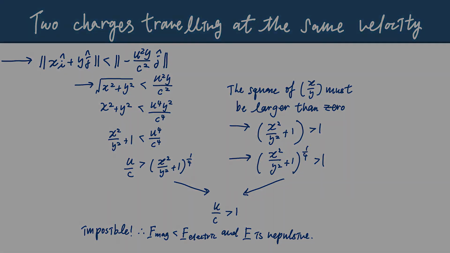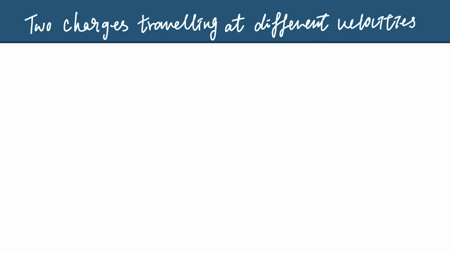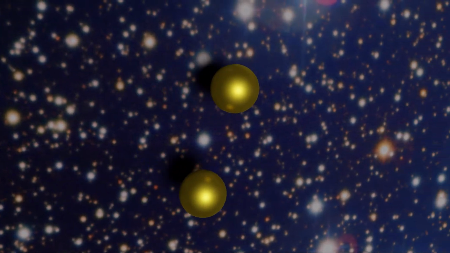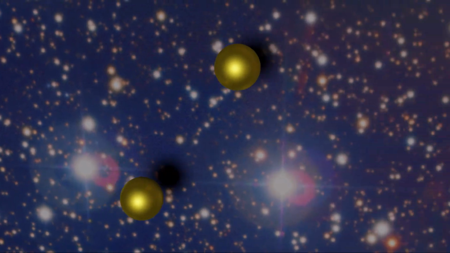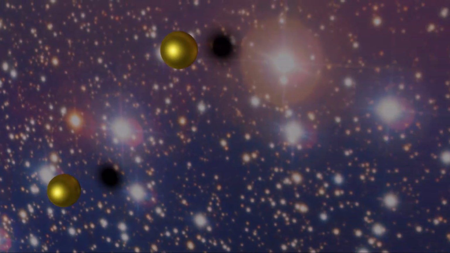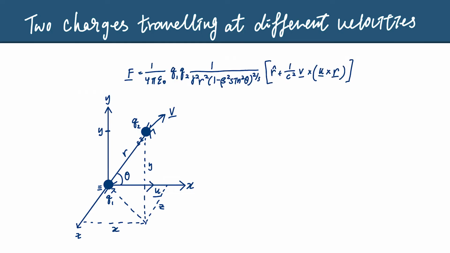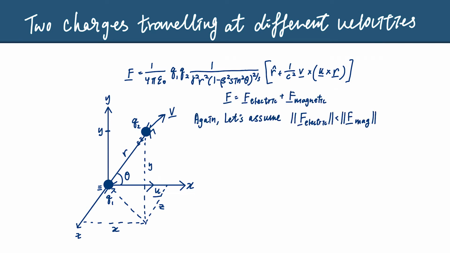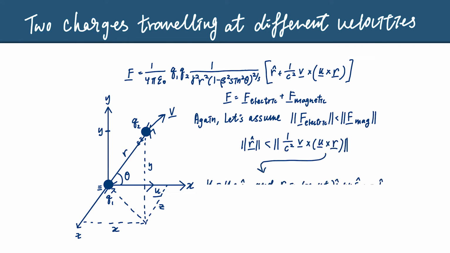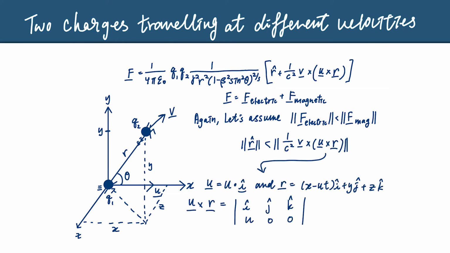Let's keep moving. Now, we look at the more general case, with two charges travelling at different velocities, to see if there is a speed for either particle at which the magnetic force dominates. The derivation is slightly more difficult, as the formula for the total force is more complicated. Following the same steps that we did previously, we reduce the net force to its electric and magnetic components, and we see that the magnitude of r must be less than the magnitude of 1 over c squared v cross u cross r.